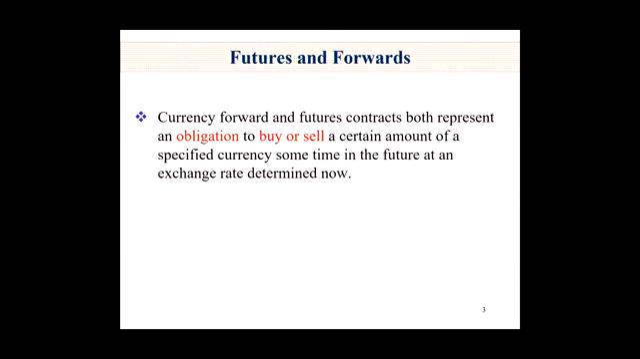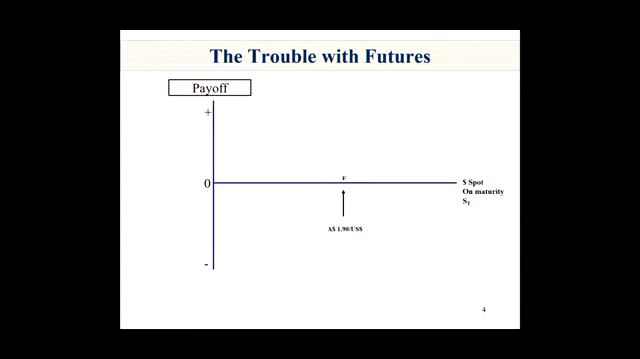All right, so last week we looked at futures and forwards. Just a quick recap. A currency forward or a future contract is a contract where you have an obligation to buy or sell a specified amount of currency at a specified time in the future at an exchange rate determined now. For example, we could have a futures contract where we lock in an exchange rate of $1.90 Australian dollars per US dollar. At the time of maturity, at ST, the actual exchange rate might be different. It could be $2, it could be $1.80.